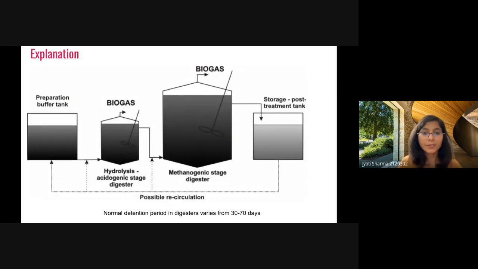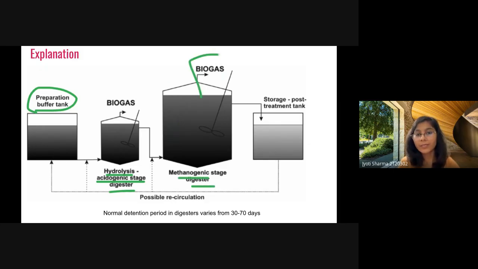So just see here, first we need to create the buffer tank. Then we have the hydrolysis acidogenic stage digester that will break down your complex organic compounds. And then we have the methanogenic stage digester that will give you the biogas, methane and all, right? So this is your first step, and this is your second step in anaerobic digestion.